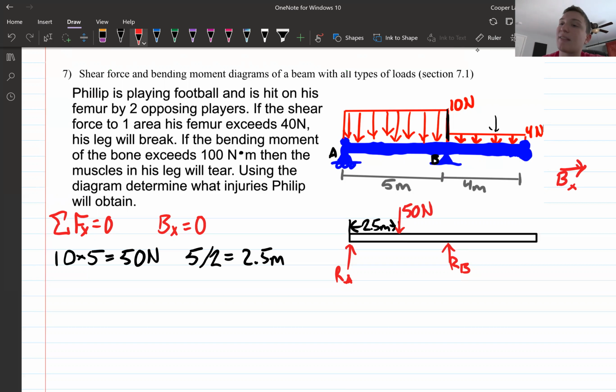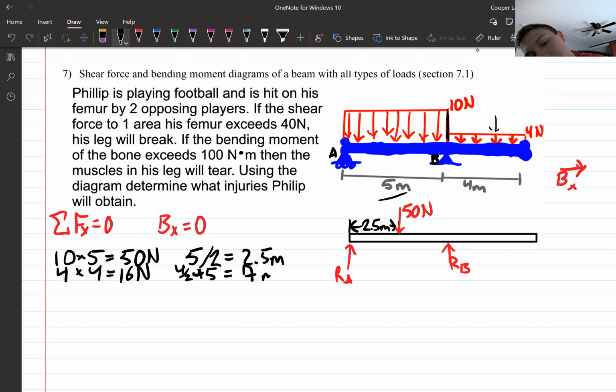Now we're going to do the exact same thing for the 4 Newton part. I'm going to take my force of 4 newtons and multiply it by its width, which also happens to be 4. This equals 16 newtons. It's going to be coming down from its centroid. However, if you remember, we do 4 divided by 2, but we have to add the 5 because it doesn't occur directly at the end of the bone near point A. So it's 4 divided by 2 plus 5, which equals 7 meters.